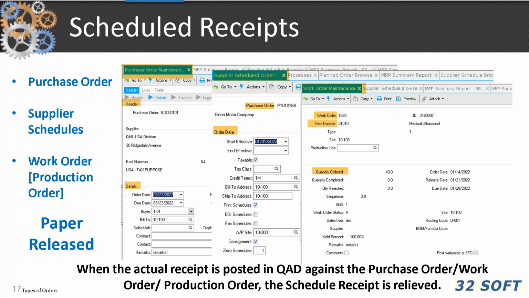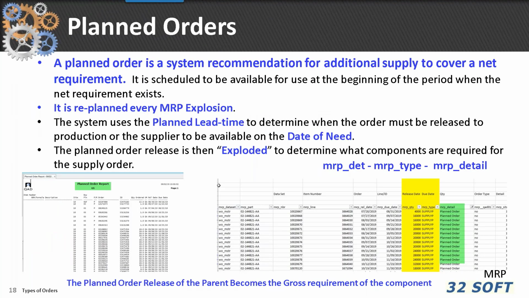We also need to understand the different types of orders that are generated in MRP. The first is a planned order. A planned order is a system recommendation for additional supply to cover a net requirement. It is scheduled to be available for use at the beginning of the period when the net requirement exists. It is replanned every MRP explosion. The system uses planned lead time to determine when the order must be released to production or the supplier to be available on the date of need. The planned order release is exploded to determine what components are required for the supply order. The planned order release of the parent becomes the gross requirement of the component.